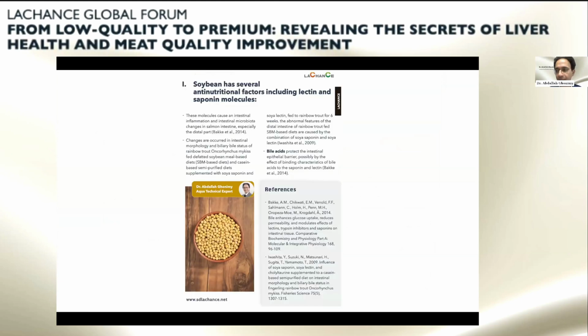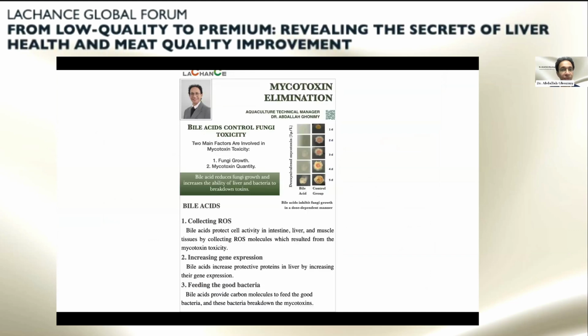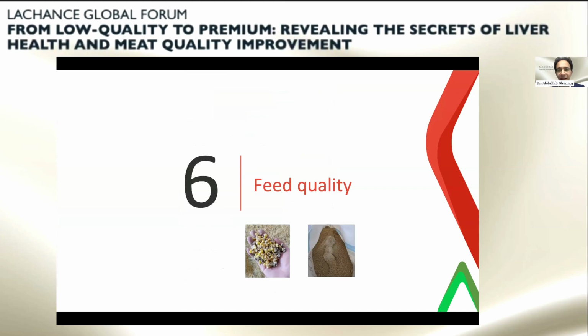Also, it's not just chemicals or toxins, there could also be some anti-nutritional factors in the feed stuff we already use. For example, soybean meal has some chemicals and toxins. The bile acid can hold them. For the mycotoxin, which is a toxin produced by fungi, the bile acid controls the fungi growth itself. So the fungi cannot produce more mycotoxin, and even the produced mycotoxin would be held and deactivated by bile acid application.